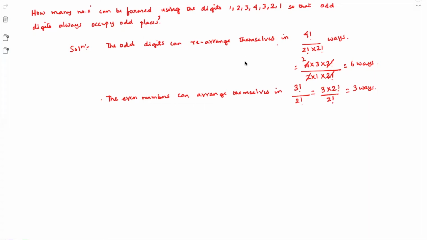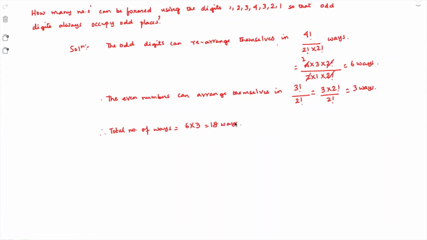So the odd numbers can rearrange themselves in 6 ways. The even numbers can rearrange themselves in 3 ways. And since both are being used to form the number, therefore total number of ways equals 6 into 3, 18 ways.